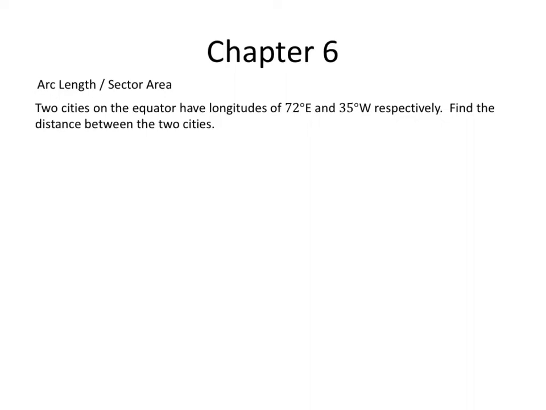With arc length and sector area, the most important thing to remember is that your angle must be in radians no matter what. And of course, it's never given to you in radians. So if we're lying on the equator, that means we're on the Earth's surface like this. I have one city that's at 35 degrees west, and another city that's at 72 degrees east. And remember, that's of the prime meridian, so we actually have to add those two values together in order to find out what the angle is.